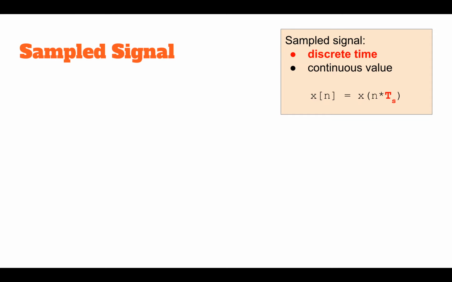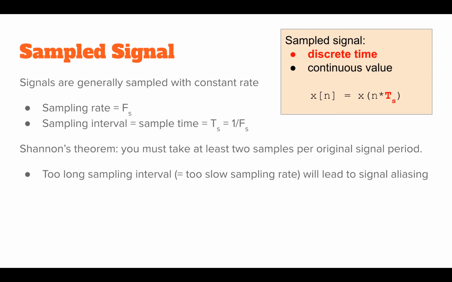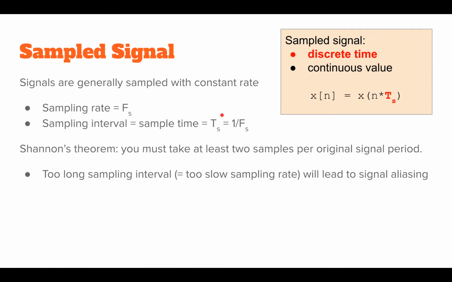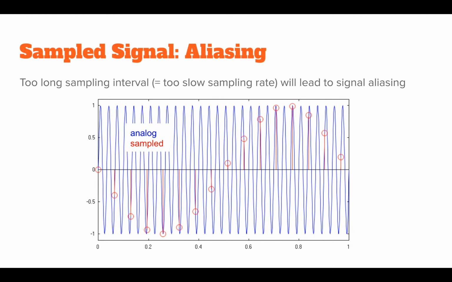Okay, so about the sampled signal, signals are generally sampled with a constant sampling rate. That helps a lot in the analysis of the signal. You should know that if you have taken the digital signal processing class, why we should be using the constant sample rate. And the sampling time interval is just 1 over Fs. And Shannon's theorem: you must take at least 2 samples per original signal period. If you don't have enough samples, meaning the sampling frequency is too low, meaning too long a sampling interval, then that can lead to signal aliasing, and this is what happens.